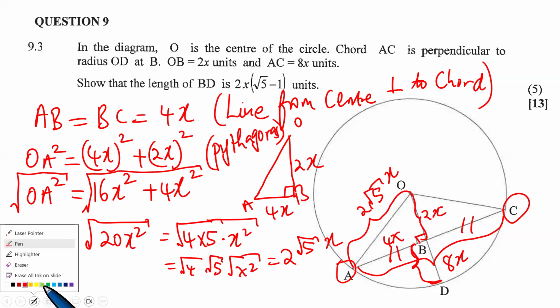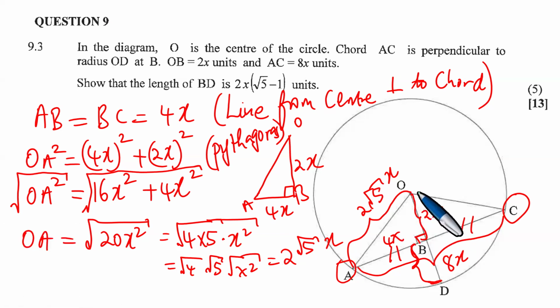Now we have this one here, which is 2 the square root of 5 square root of x, because radii are equal. A line from the center of a circle to the circumference is called a radius. But also this one is from the center to the circumference. So they are of the same length. They are radii.